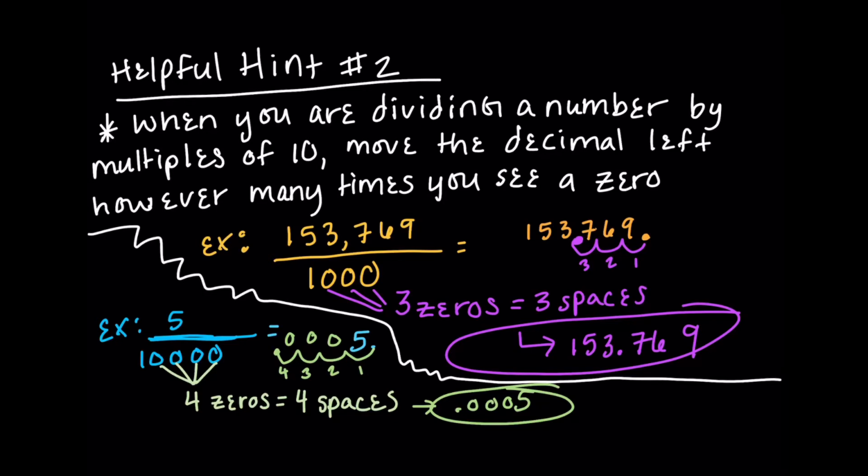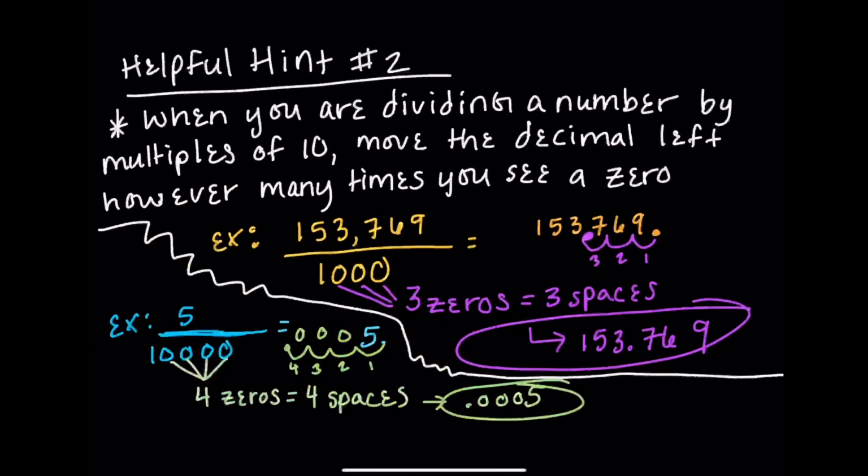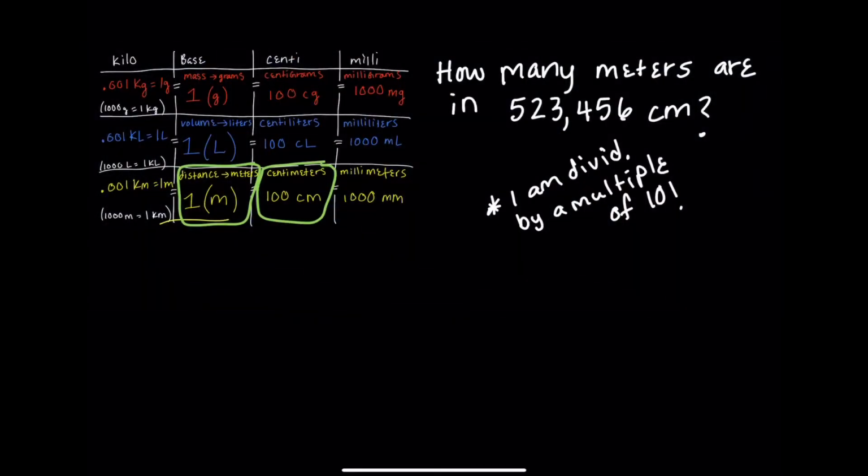But in 153,769, the decimal occurs at the very end of that number, right after the 9. Since I'm dividing by 1,000, there's 3 zeros in that 1,000. I just move it 1, 2, 3 places to the left. That's how you have to do it without a calculator.